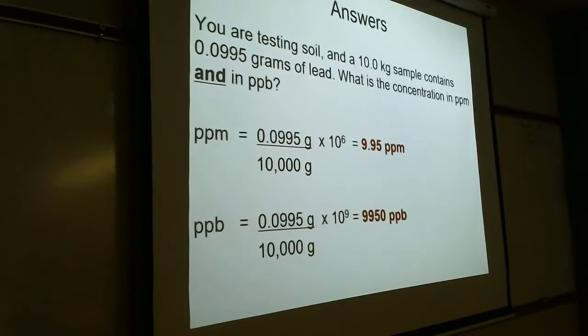The one thing that could have got you, if something got you, was the units. You forgot to convert kilograms to grams. You could have also converted grams to kilograms. You'll get the same answer. So if you wanted to convert 0.0995 grams to kilograms, you could have done that too. Just move the decimal 3 to the left. You'll get the same answer either way. We good on this one? If you made a mistake, do you see where you made it?